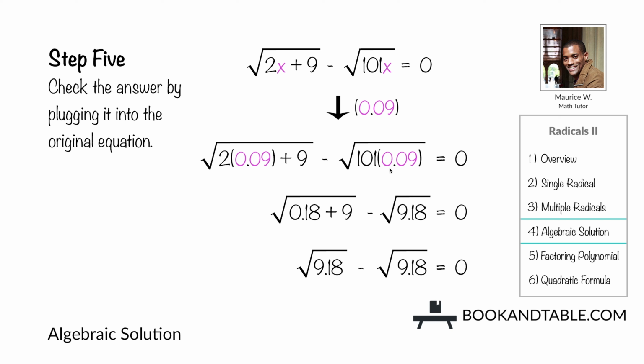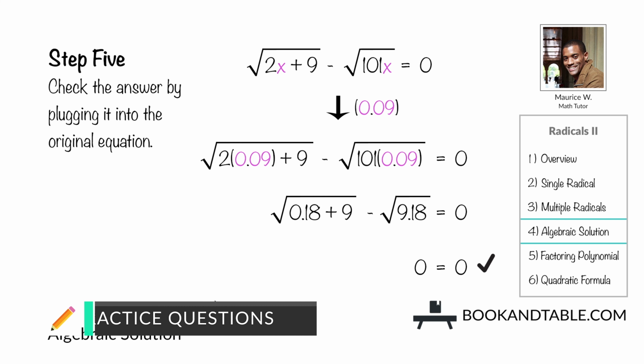101 times 0.09 gives you 9.18. So that leaves you with the square root of 9.18 minus the square root of 9.18. Anything minus itself is 0, confirming that the left side of the equation is equal to the right side. So the answer x is equal to 0.09 is correct.